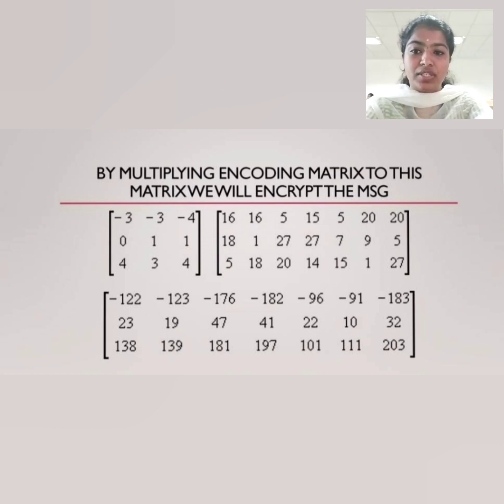Likewise, minus 3 into 16 and minus 3 into 1 and minus 4 into 18, we get minus 23. Like this, we can solve the two columns and we get the answer.